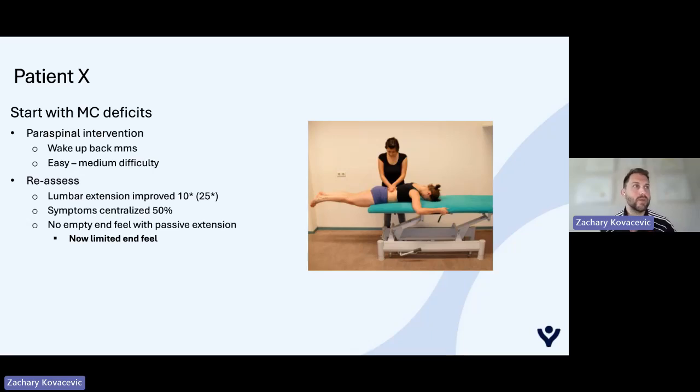Holy cow, test, treat, retest model present here. I'm going to reassess, and lumbar extension improves 10 degrees for a total of 25 degrees extension. Symptoms are centralized 50%. And now I notice that I don't have an empty end feel anymore. I have a limited end feel, right? So empty end feel spasms are associated with motor control deficits. I've essentially taken away a portion of the motor control deficits because there's no more of an empty end feel, right? So I've treated the motor system, I've reassessed, and that's made a 50% improvement in centralization and an improvement in extension, okay? I'm not done yet.